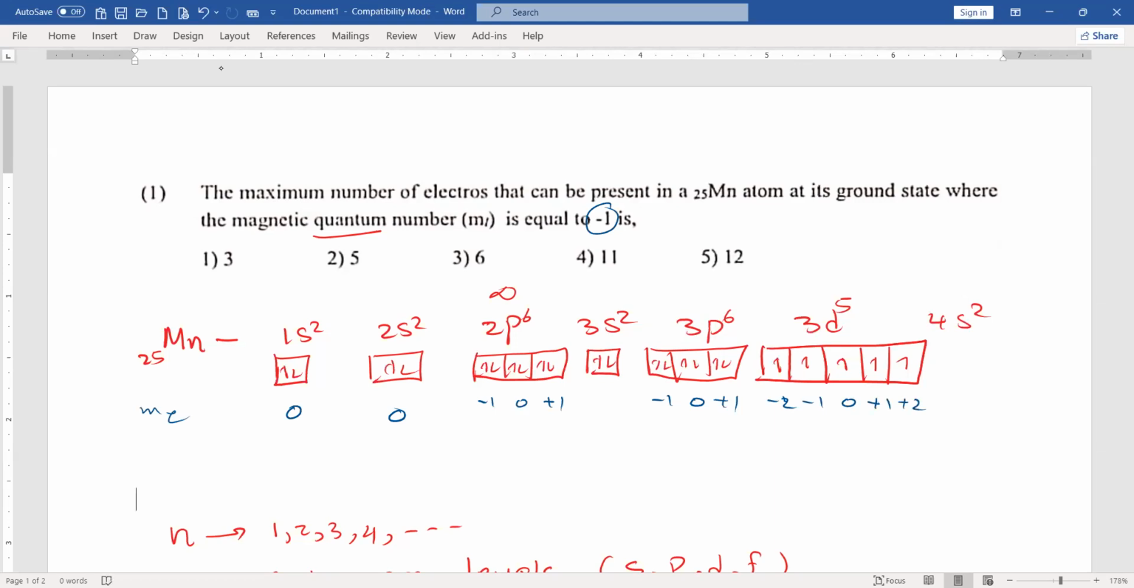Then ML must be minus 1. Here we have 2 electrons, here we have another 2 electrons, and here we have only 1 electron. Then altogether we have 5 electrons. So your answer must be the second one.